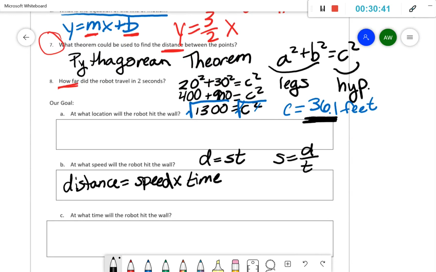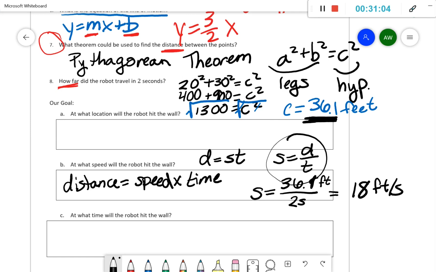So if I use this version of my formula, I get my speed is equal to my distance, 36.1, divided by my time, which was 2 seconds. This top part is in feet. So how far am I traveling? Well, I'm traveling approximately 18 feet per second. And that's the answer for part B.